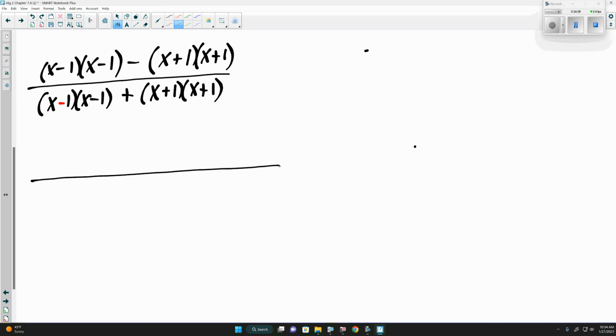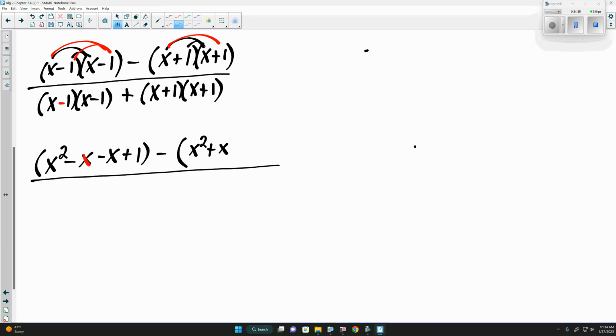Now, x minus 1 times x minus 1. X times x is x squared. X times negative 1 is negative x. Negative 1 times x is negative x. And negative 1 times negative 1 is positive 1. For the other one, x times x is x squared. X times 1 is plus x. Negative 1 times x is plus x. And 1 times 1 is plus 1.